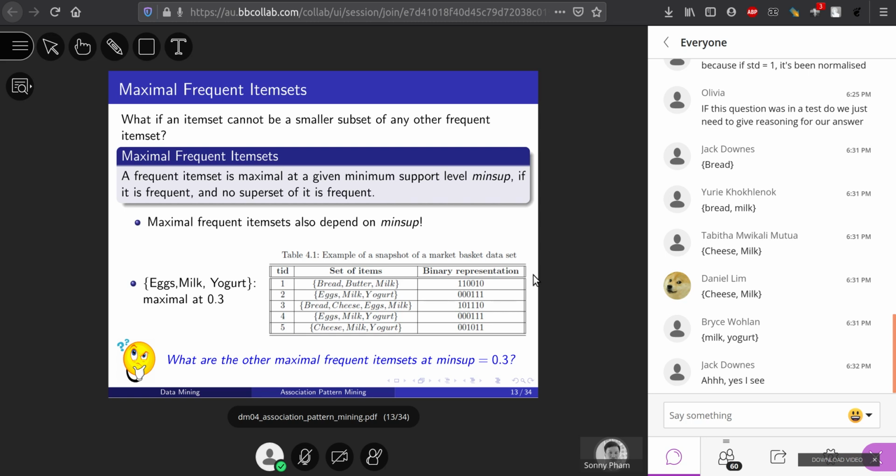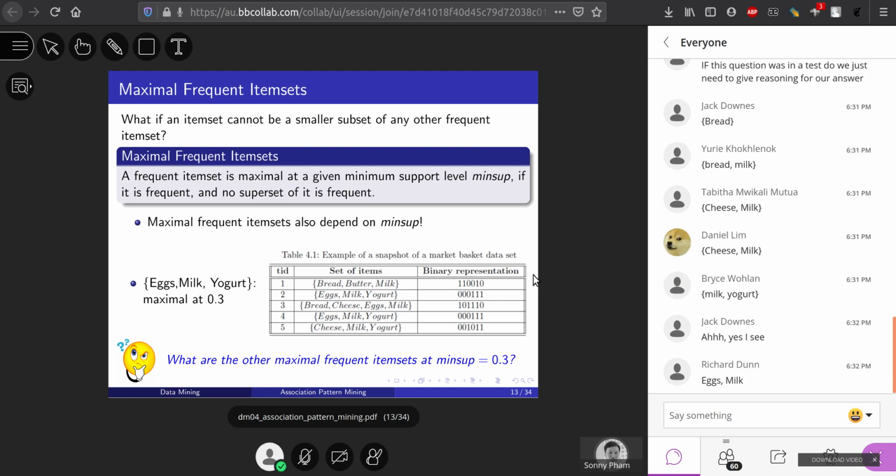Yeah, okay, bread and milk is a better answer because bread and milk happens twice, which is 40% or 0.4. And I don't think there is something bread and milk and something else. For example, the first one is bread and milk and butter, but the third one is bread and milk and egg and cheese. So they're not the same.